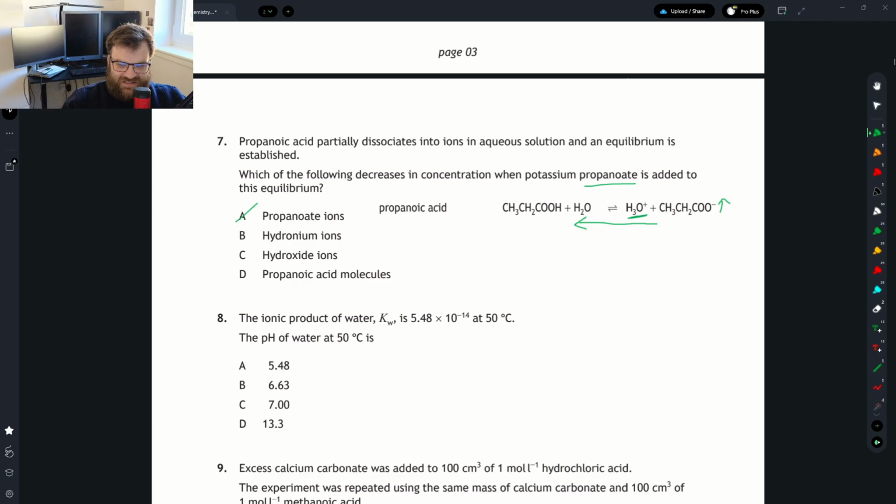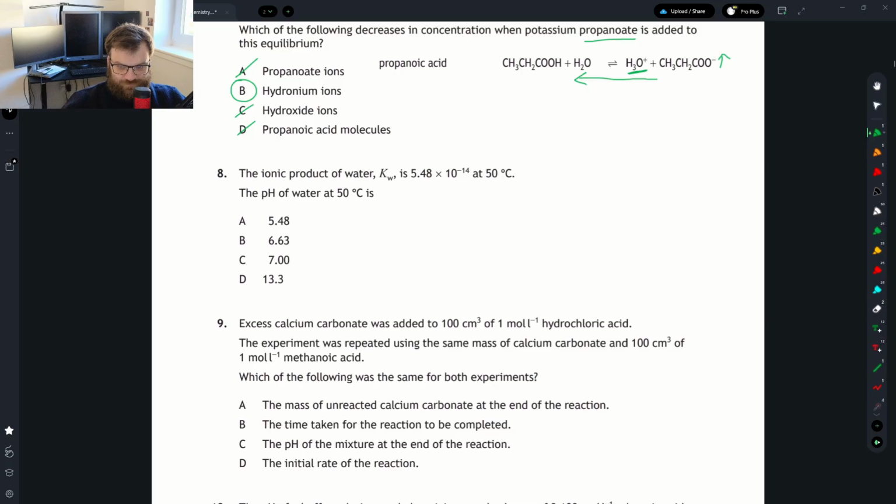There would be less hydronium ions because that's now joining up with the extra propanoate to go back to propanoic acid. We are not involving hydroxyl ions, and we'd make more propanoic acid molecules, not less of them. So because we're shifting from right to left, stuff on the right hand side would go down. We added extra propanoate, so that just goes back to normal concentration, whereas we would have less of the H3O+. Next one, we're asked about the ionic product of water. This is something you can find in the data booklet.